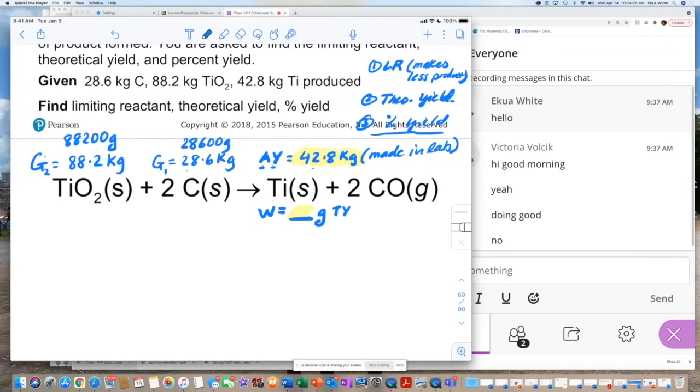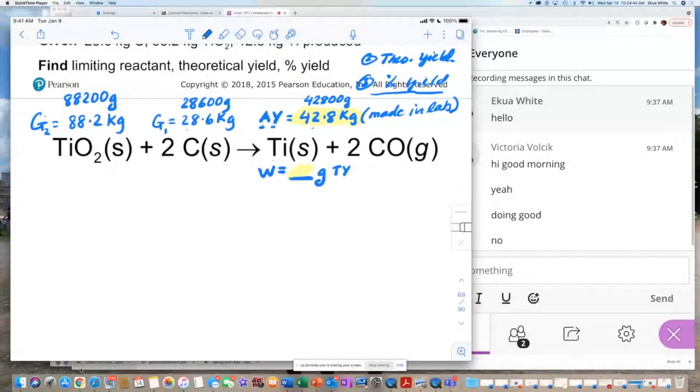28,600 grams, right? I'll make all the numbers as 1,000. Sorry, grams. It'll make it so much easier for me. So this number here will be 42,800 grams, right? I multiply each of these by 1,000.